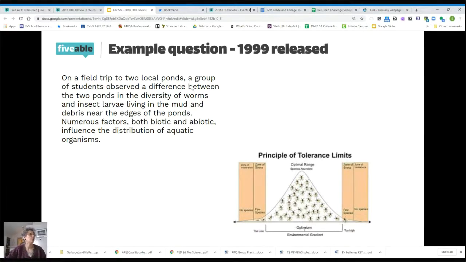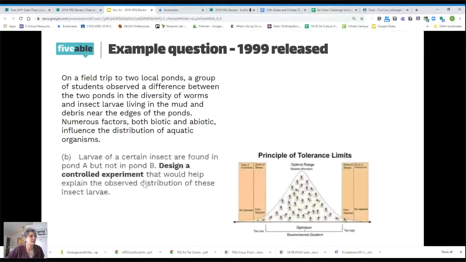On a field trip to 2 local ponds, a group of students observed a difference between the 2 ponds in diversity of worms and insect larvae living in the mud and debris near the edges of the ponds. Numerous factors, both biotic and abiotic, influence the distribution of aquatic organisms. Distribution meaning where they are. Larvae of a certain insect are found in pond A, but not pond B. Design a controlled experiment that would help explain the observed distribution.